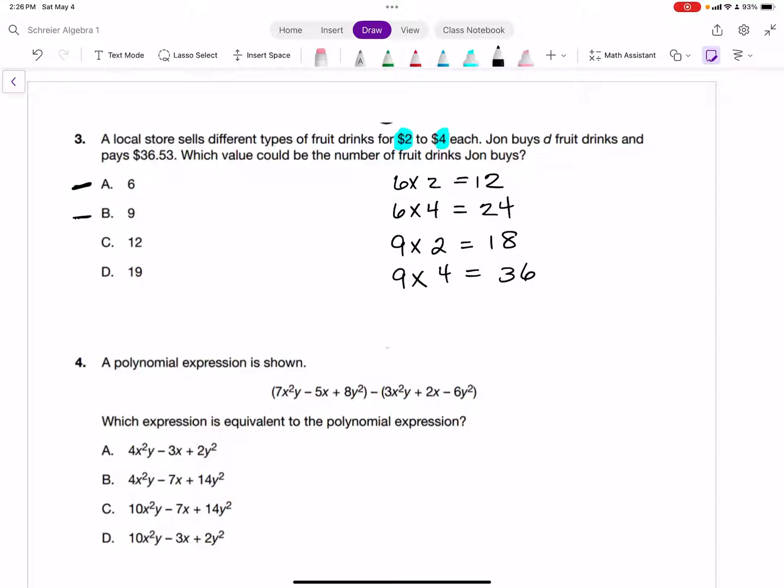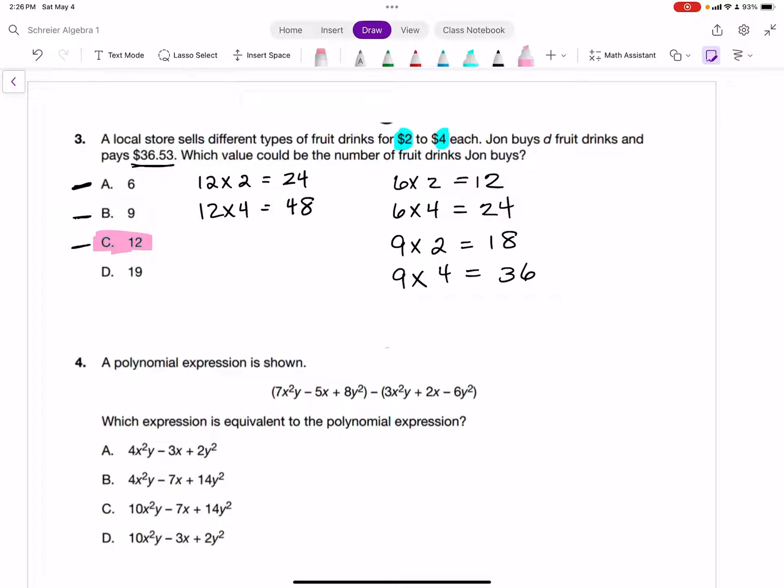Moving on, if we look at 12, then 12 times 2 would give us $24. We're getting closer to the amount that he actually spent. And 12 times 4 would give us $48. So that gets us at least in between the two. So that's a possible answer because $36.53 is in between 24 and 48. So that could happen. So that would be our answer.